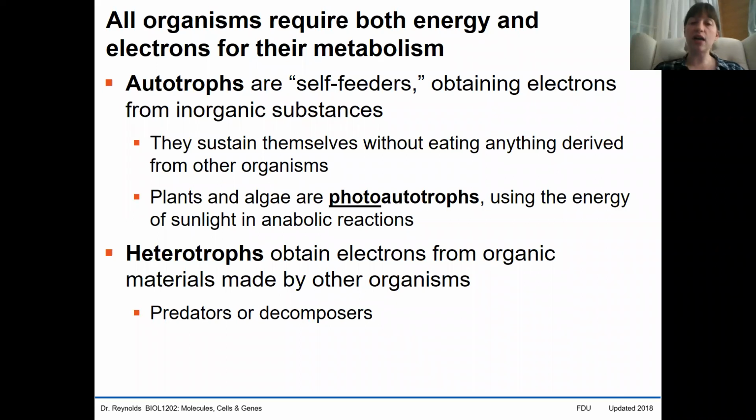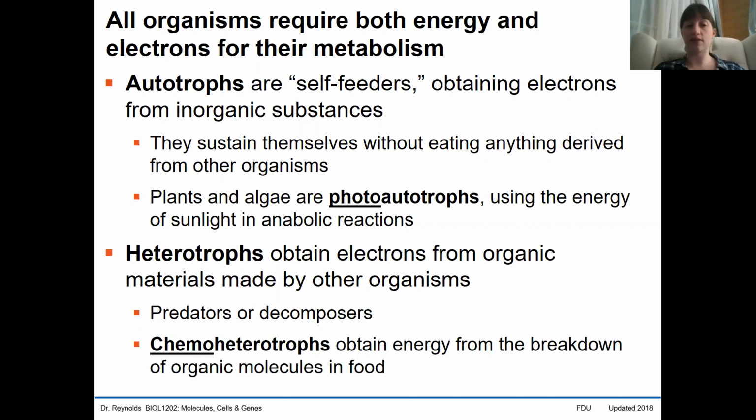So plants and algae are examples of this. They use the energy from the sun, photo meaning light, to be able to do anabolic reactions which help them to obtain these electrons. Heterotrophs obtain electrons from organic materials made by other organisms. These would include predators or decomposers. You'll note that these organisms are using materials which were created by autotrophs.